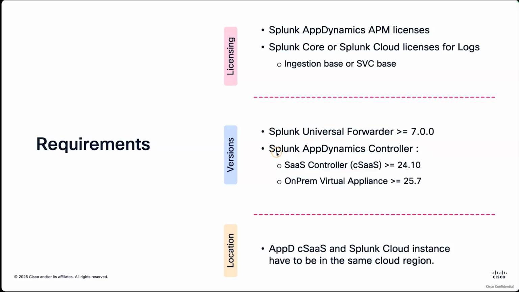The integration is available for both implementations if you look at the versions. Regardless of whether you are a user of AppDynamics SaaS or AppDynamics on premises, starting with version 24.10 for SaaS and version 25.7, which was actually released last month, you are able to enable this integration and already start using it. From the Splunk universal forwarder perspective, for the communication between Log Observer Connect and the metadata injection and everything that needs to happen in the background after the integration is turned on, you need to be on version 7.